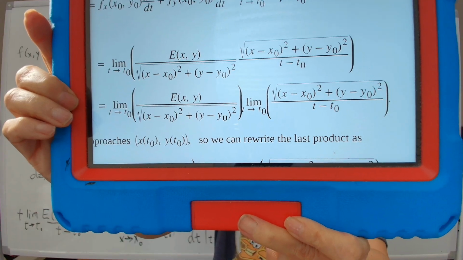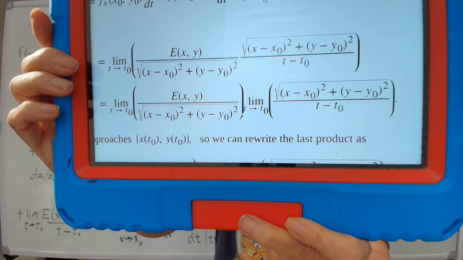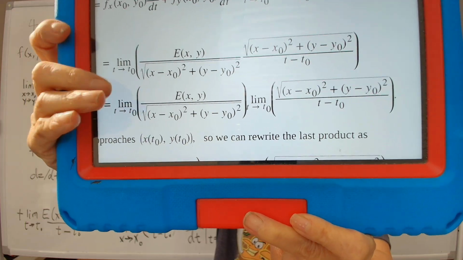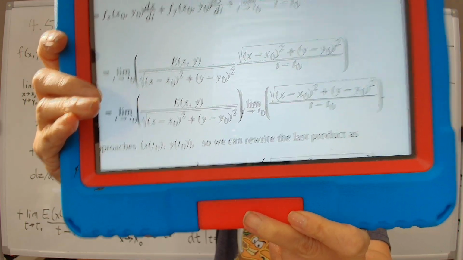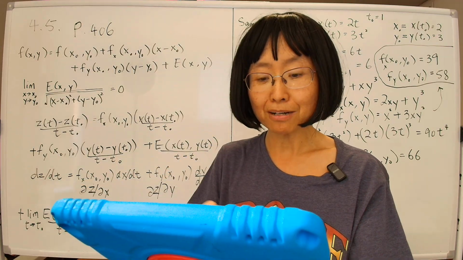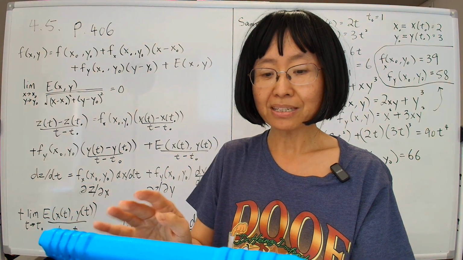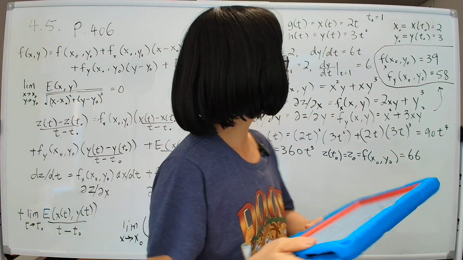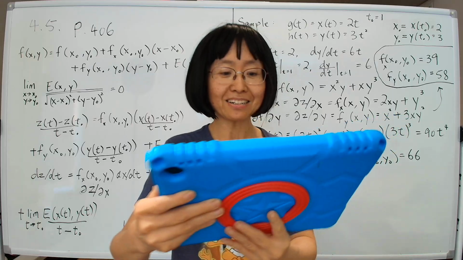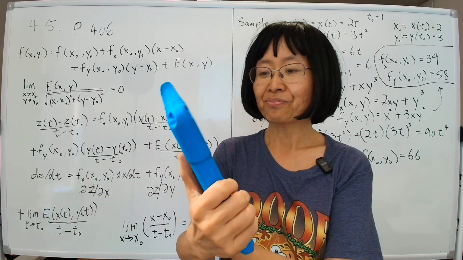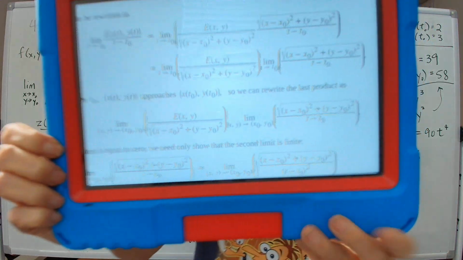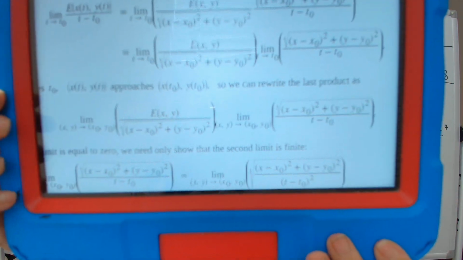So now you're seeing where this is going, where t is still going to t0, but the first limit has only x and y in it. So when t approaches t0, that just means x and y approach x0 and y0. See, as t goes to t0, x goes to x0, and y goes to y0. So you can rewrite that limit as x and y go to x0, y0. Like, let's see, which side is it on?